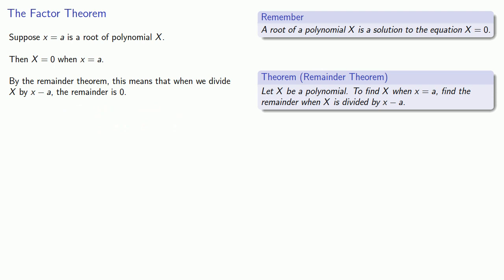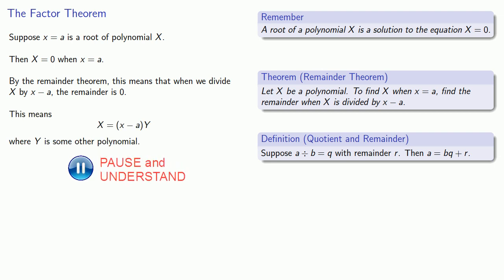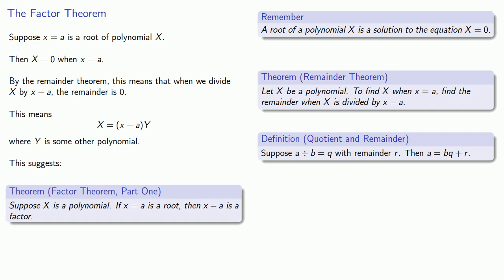But wait, there's more. Because we have our definition of quotient and remainder, if that remainder is 0, then we know that capital X is going to be x minus a times some other polynomial y. And this suggests the first part of what's called the factor theorem. Suppose capital X is a polynomial. If x equals a is a root, then x minus a is a factor.